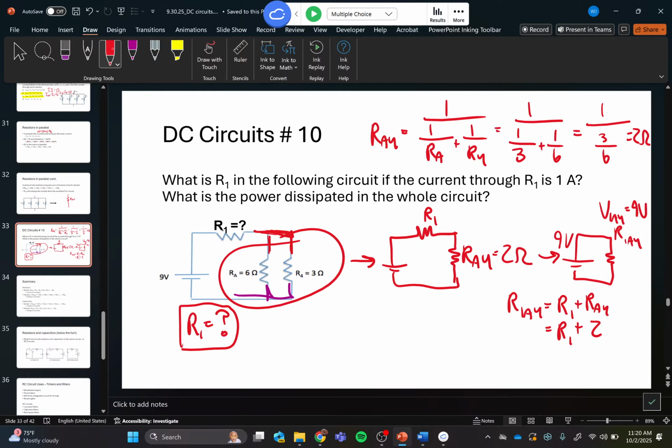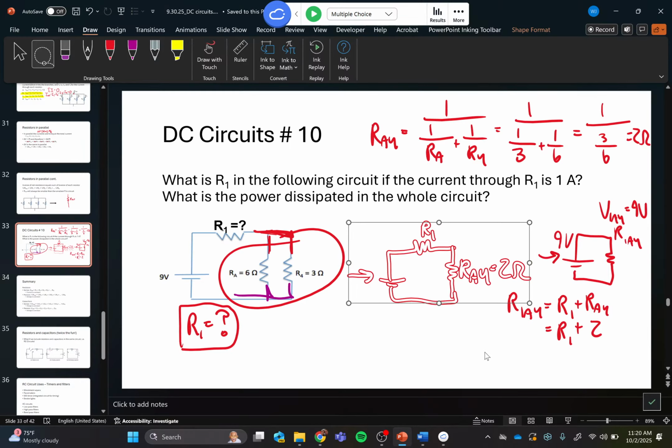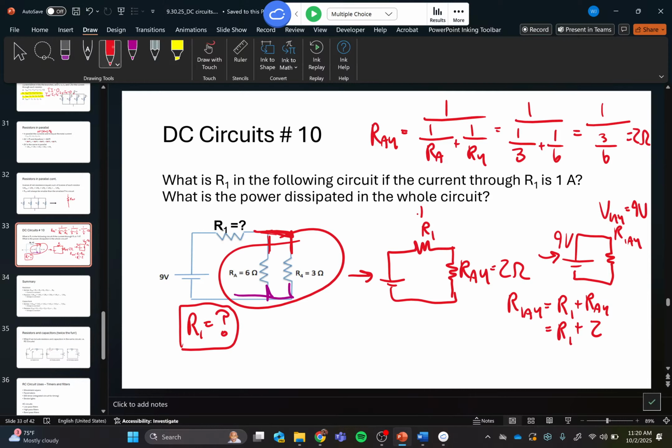How is that useful for us? We have to remember another rule. In series, current is constant. How is that useful? These are the questions that you kind of have to ask yourself. If the current through this one is 1 amp, the current through this one is also 1 amp. The current through this one is also 1 amp.